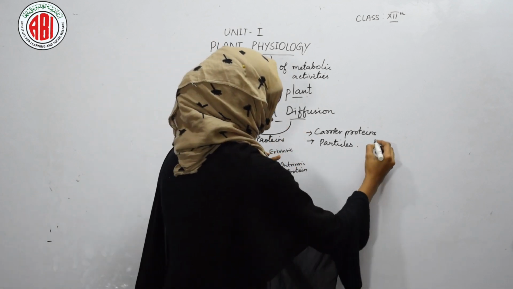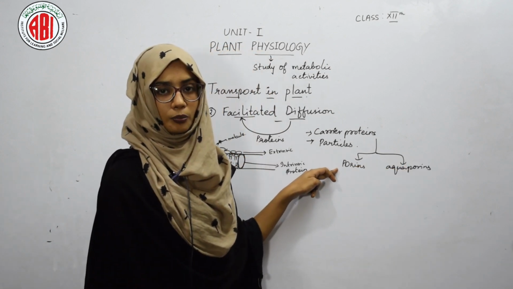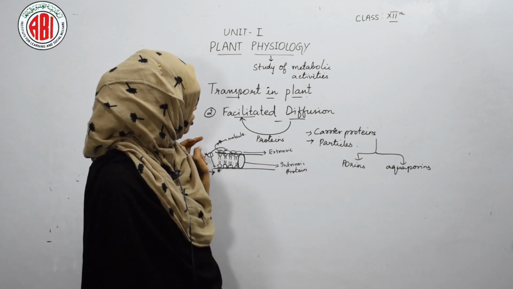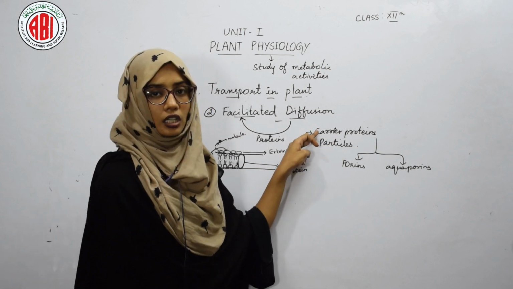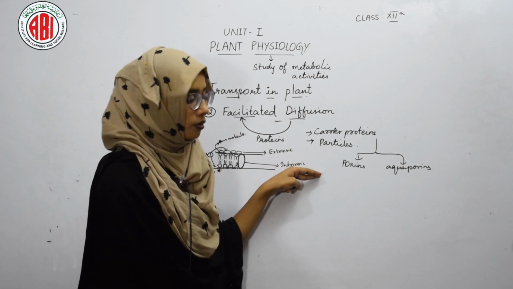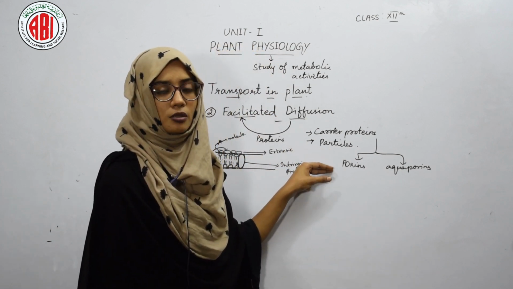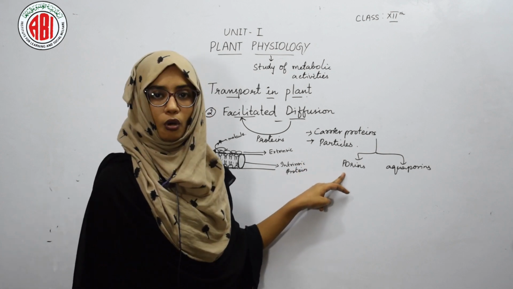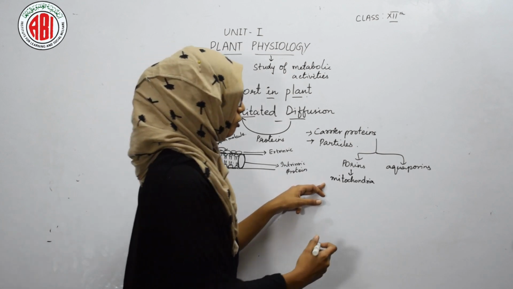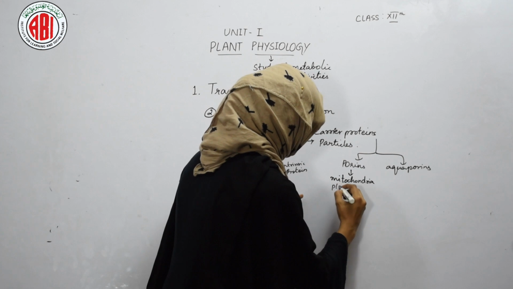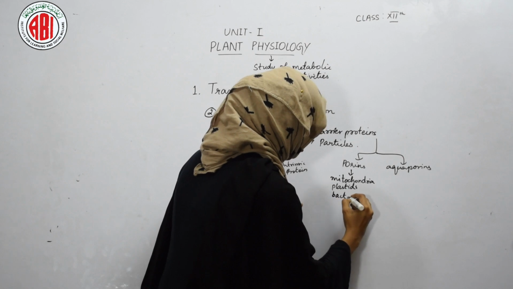So the carrier proteins are of two types, porins and aquaporins. The porins are the proteins which make the pores in the cell membrane, and through those pores they carry the particles from the outside into the cell. Porins make the pores in the cell membrane of mitochondria. We can see the porins attached to the cell membrane of the mitochondria, and they are also present on the membrane of plastids. Porins can also be found on the membrane of some bacteria.